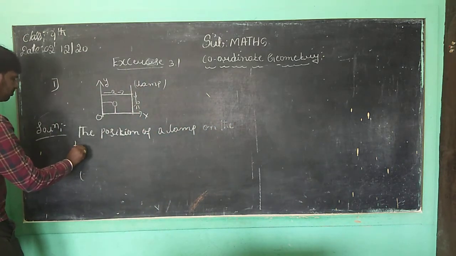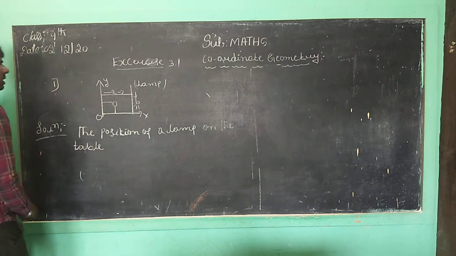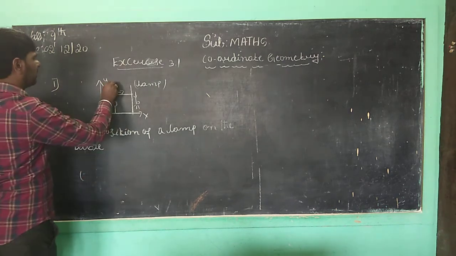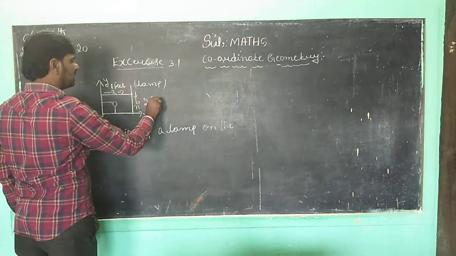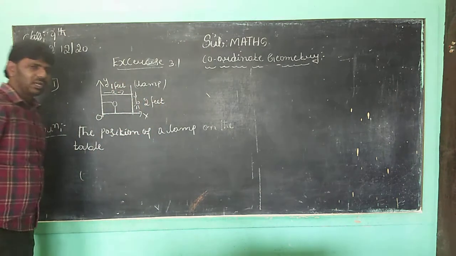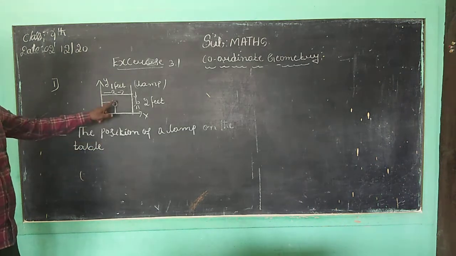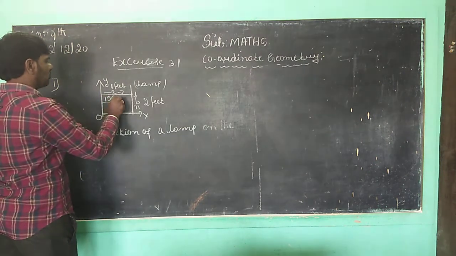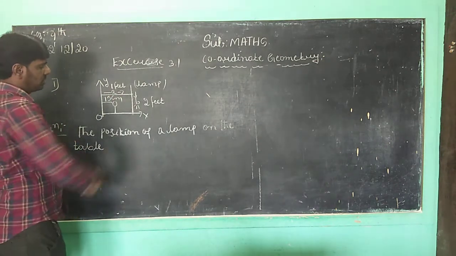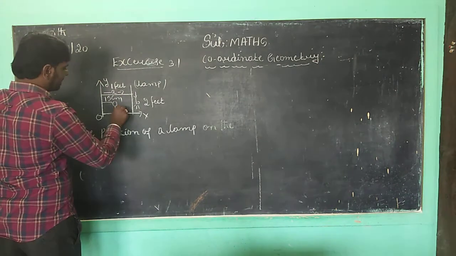On the table, children, this is 1 foot and this is 2 feet. Correct, children? Suppose you want to take this lamp: it is 15 centimeters here, and the breadth is 25 centimeters. Correct, children?